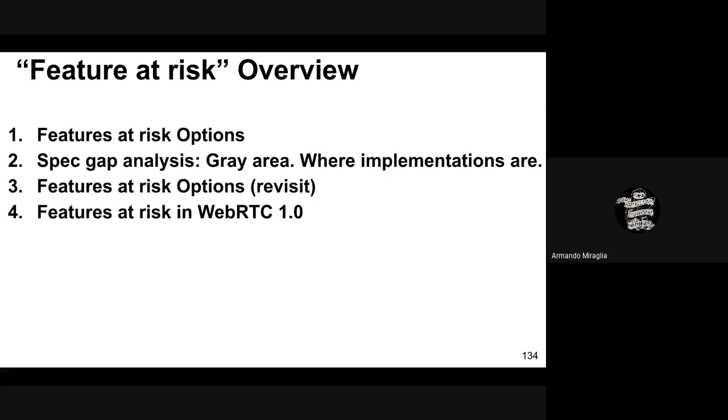I think it makes sense to look at a list of the things that are marked features at risk in the spec. There's about twelve issues, I think. But I also wanted to give some background. Well, first I want to go through the options so it's clear what we're gonna do at the end. At the end, we want to be able to take some actions.